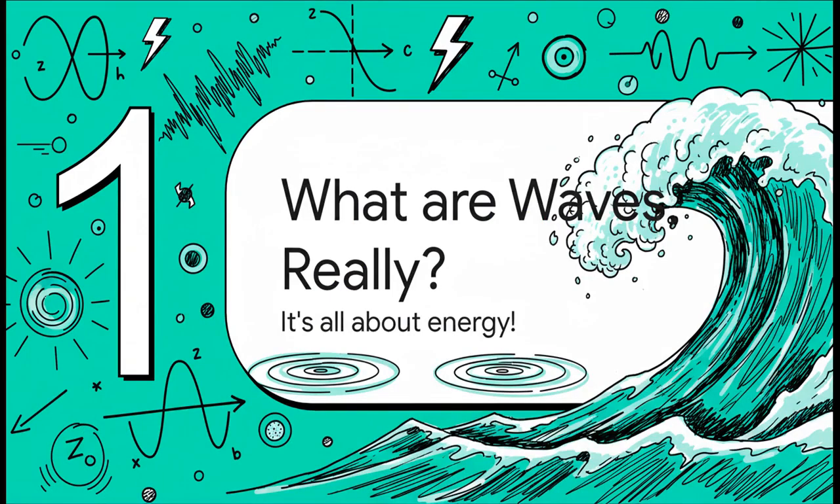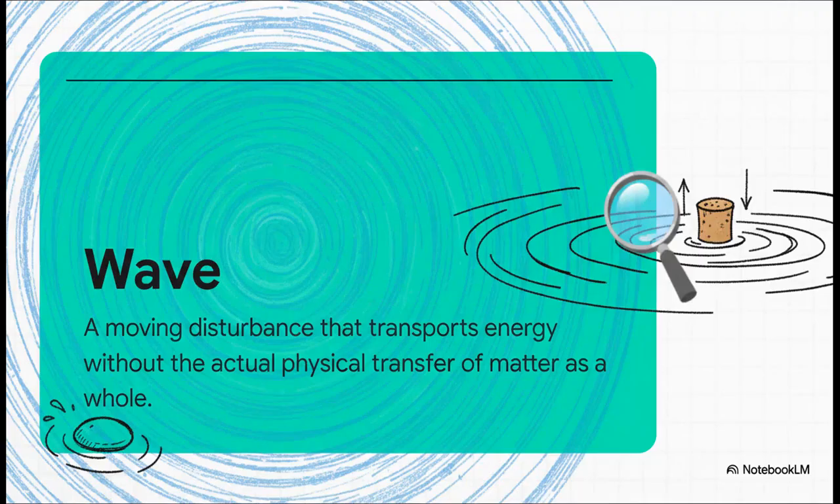Okay, let's get right into it. Section 1. What are waves, really? Now, when you hear that word wave, you probably think of the sea, right? But in physics, it's a much bigger idea. So here's the official definition. A wave is basically a moving disturbance. It's energy on the go.